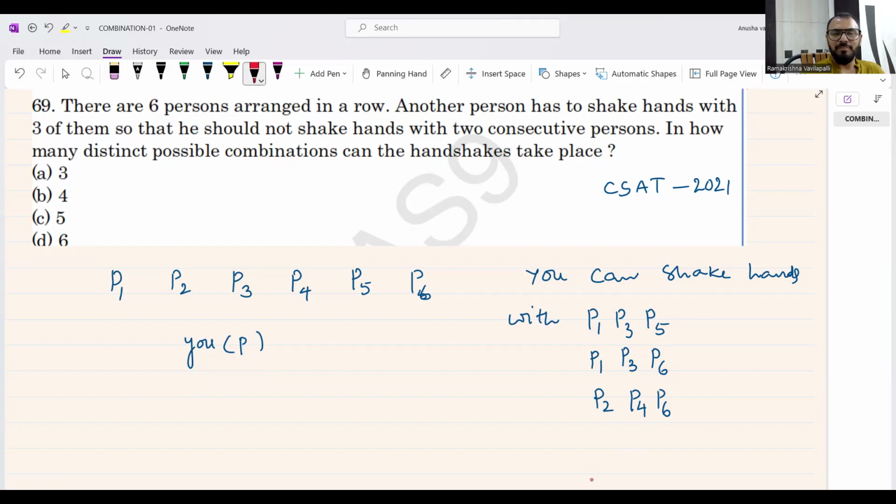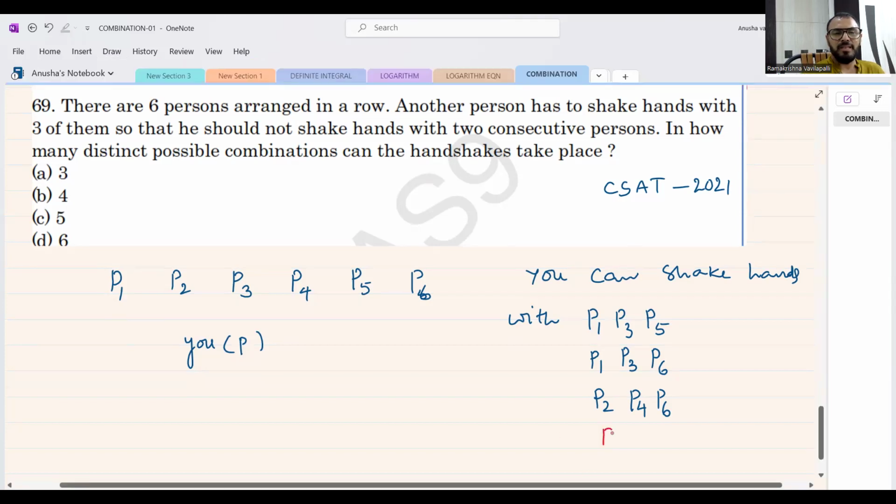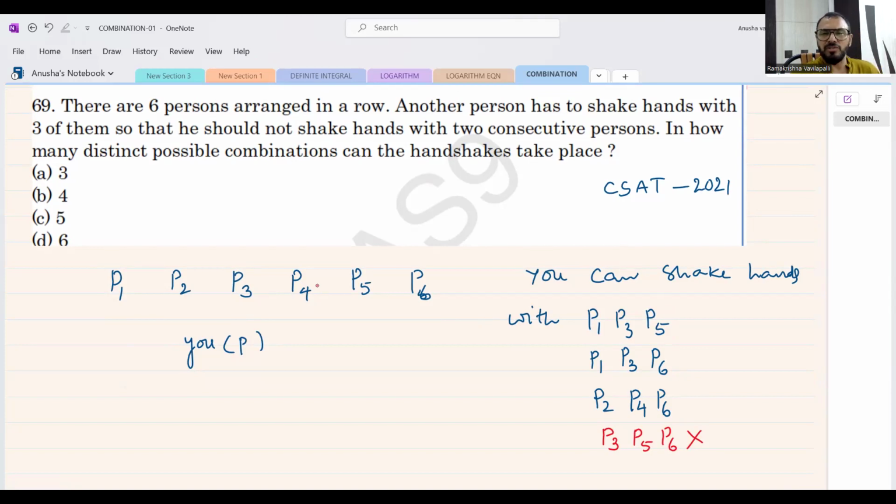Now, begin with P3. You can't choose P4. If you choose P5, the only possible case is P6, which is not our required case. So with P3 nothing works. With P4, it is not possible at all because you want to choose 3 persons. So listing out, this is a very simple question: there are only 3 cases.